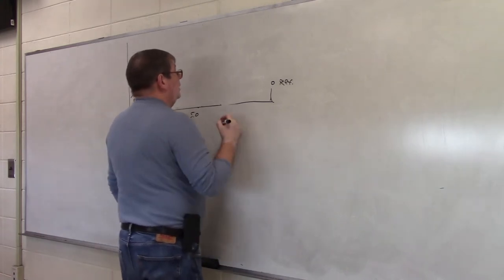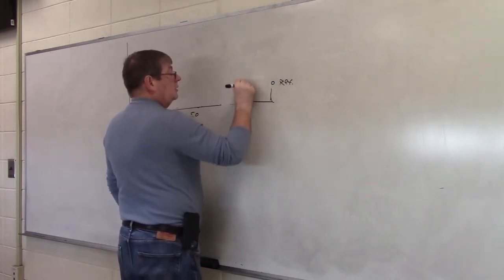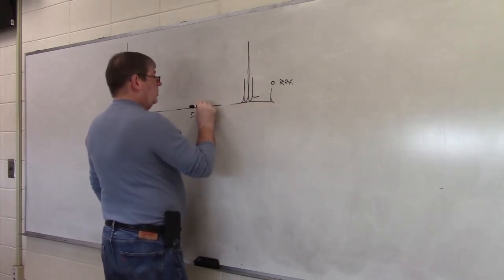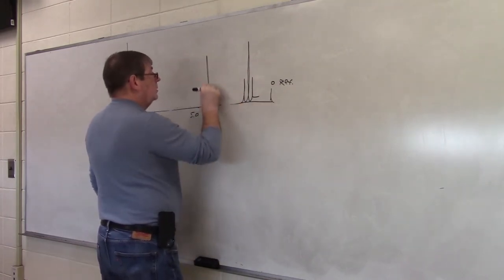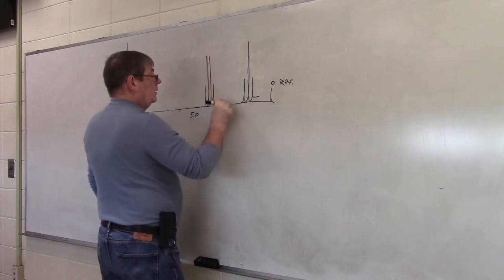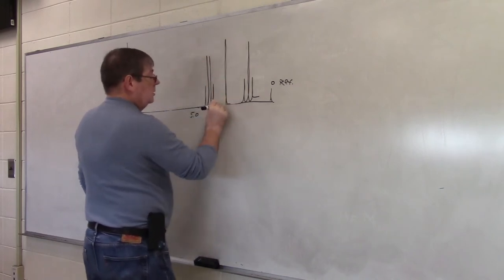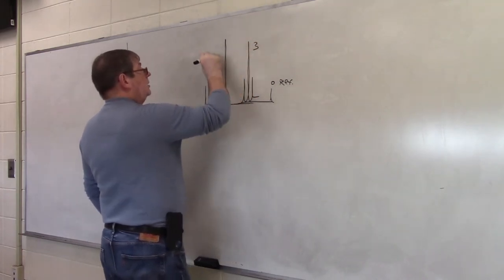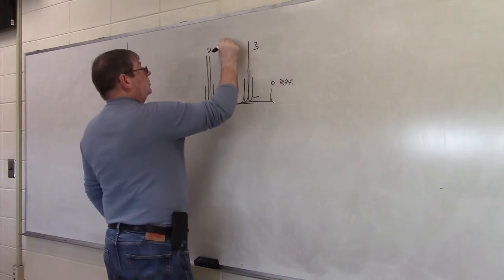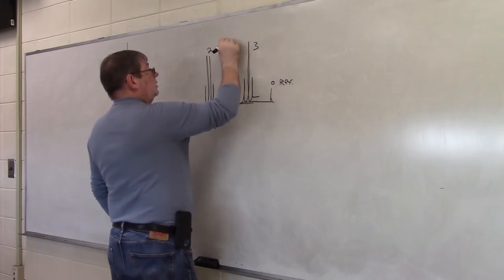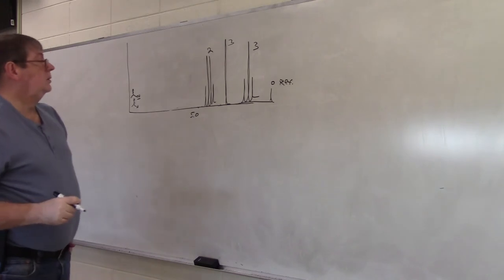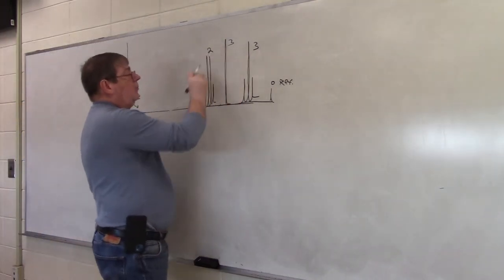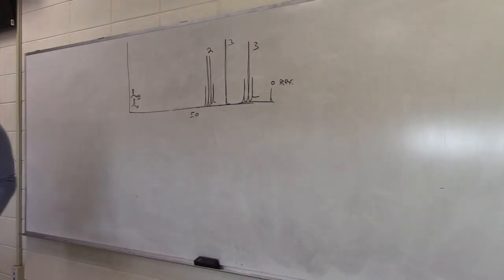So let's say we had, that would be a triplet. Somewhere out here we'd have a quartet. And right in here we'd have a singlet. So this would have an integration of, let's say, 3 to 2 to 3. Okay. So really what this tells you is the relative number of hydrogens that are responsible for each of those signals.